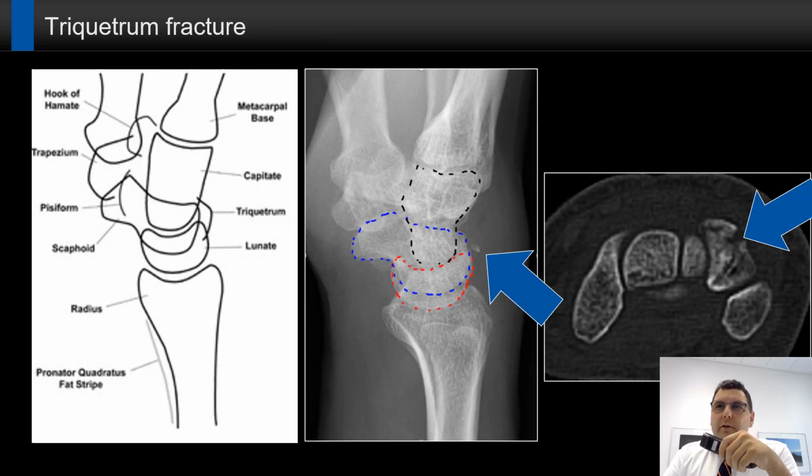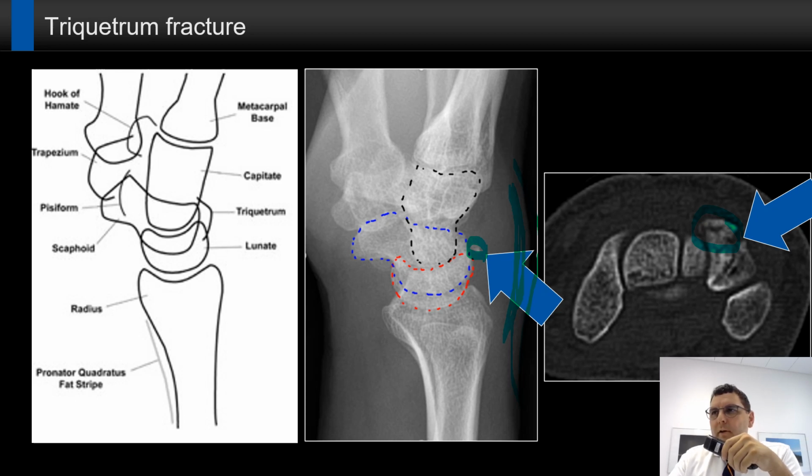Triquetrum fractures are quite common. You can see here a lateral radiograph with all the bones highlighted in different colors, and there is a small fragment in the posterior, the dorsal aspect of the hand. You can also see a huge soft tissue swelling exactly here, and this is a very pathognomonic location for a triquetrum fracture. You can also see the fracture fragment nicely outlined on CT, but if you have this classic sign on the lateral radiograph, there is not necessarily a need for CT just for this.